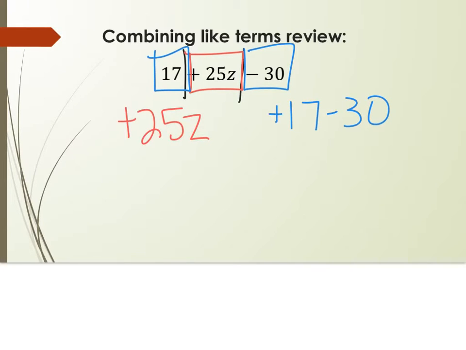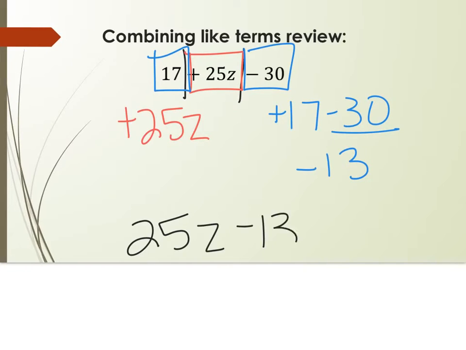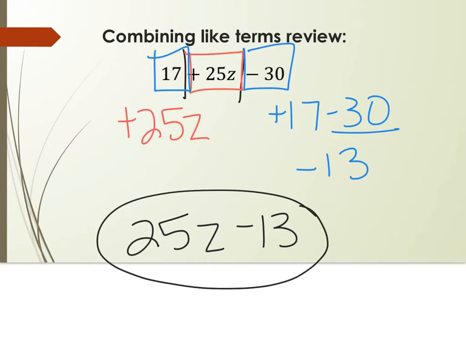When you combine those, they are different signs, so you subtract. 30 minus 17 is 13, and 30 is the larger number, so you keep the negative sign. Your final answer is 25z minus 13. We don't need the positive sign in front of the 25z since that is the first term.